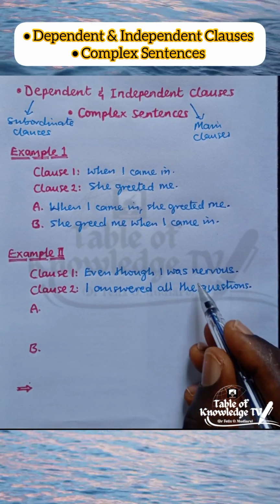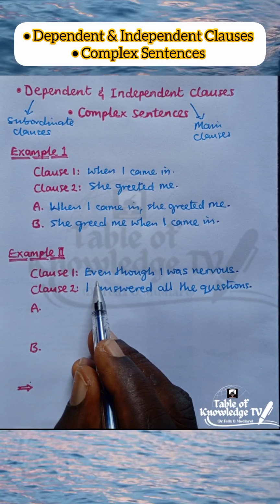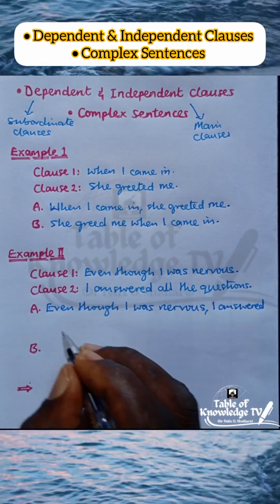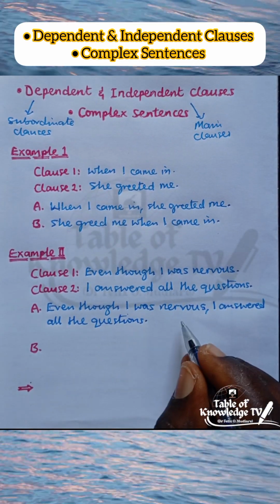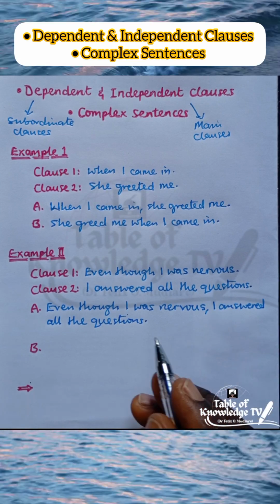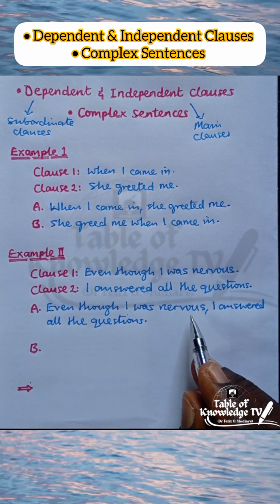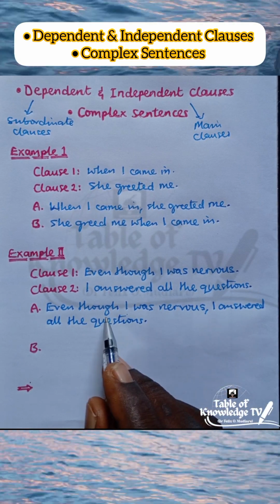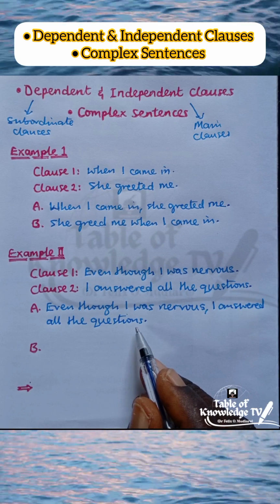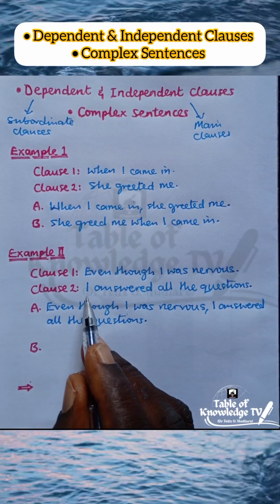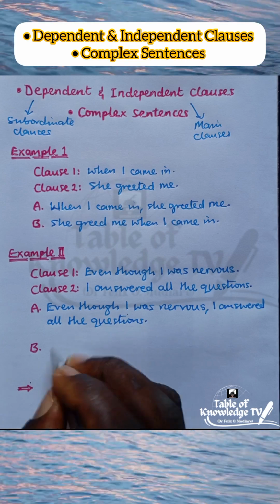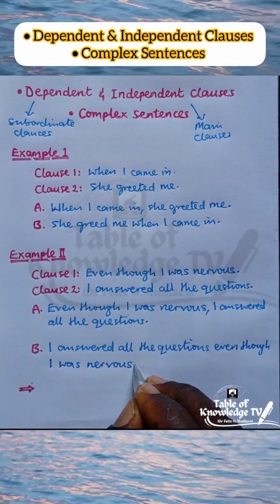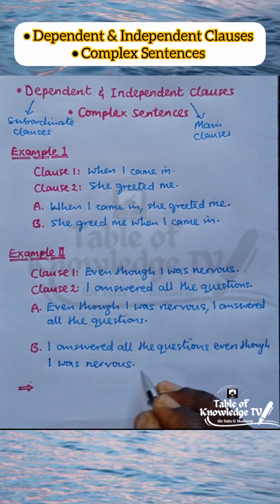We can combine the 2 clauses. Let us start with the dependent clause so that we have, even though I was nervous, I answered all the questions. This sentence now makes complete sense. We can understand what this dependent clause was driving at. This sentence as you have it, made up of a dependent clause and an independent clause, is called a complex sentence. Now let's begin with the independent clause so that we have, I answered all the questions even though I was nervous. This also is a complex sentence and it makes full meaning.